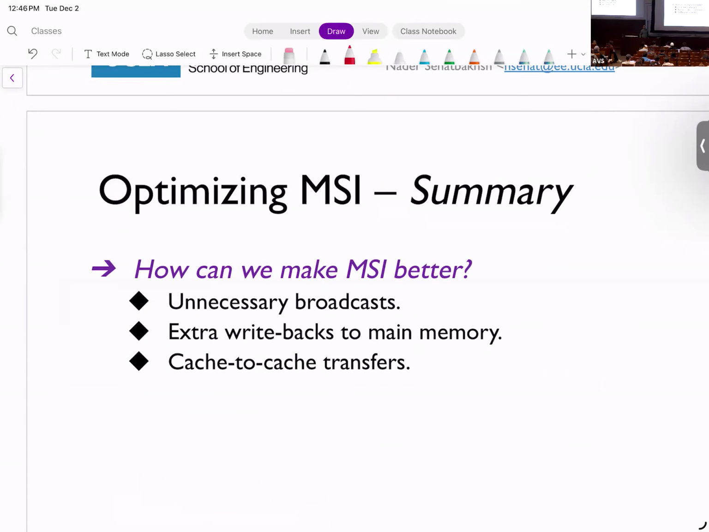Yeah. So the extra write backs are fixed by O. F is clean. Oh, yeah. F fixed the issue of not going to the main memory for reads. Okay.